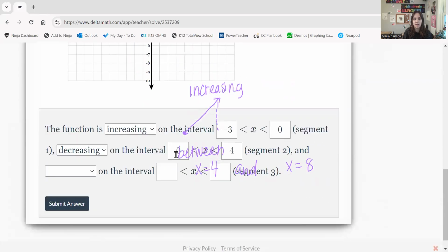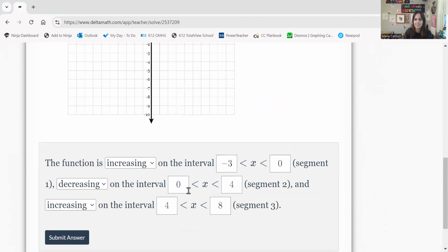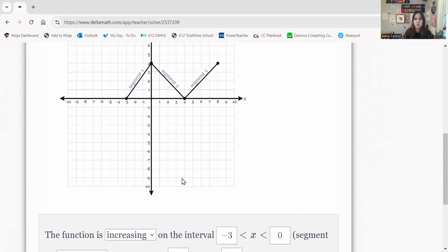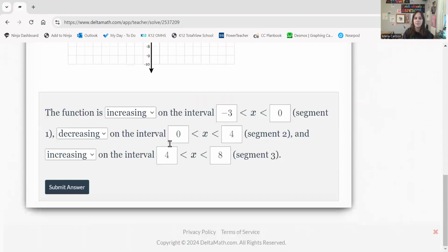So segment 2 was decreasing, and it is now increasing again on the interval from 4 to 8. So 4 is less than x, which is less than 8. So really, I am just following the segments. So segment 1 was increasing, between which two x values? -3 and 0. Pick your two endpoints, left to right, left to right, left to right, and just state whether it is increasing or decreasing.